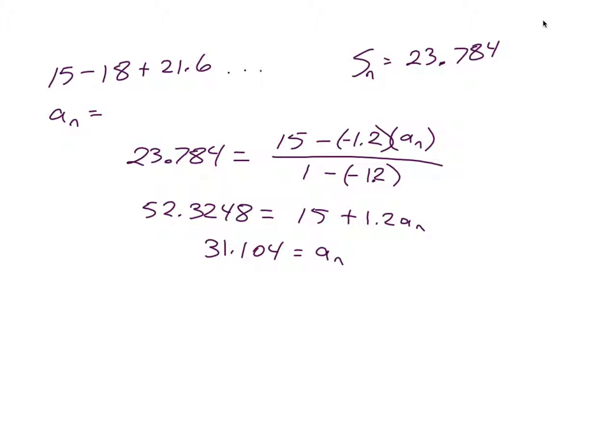It's going to be an odd term because if you notice, the first and the third are both positive, and the second term is negative. So since I ended up with a term that's positive, that means it's got to be an odd term. So however many terms there are in this, there's got to be an odd number of them. Next one.